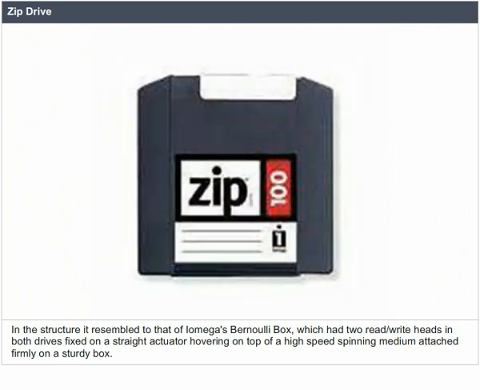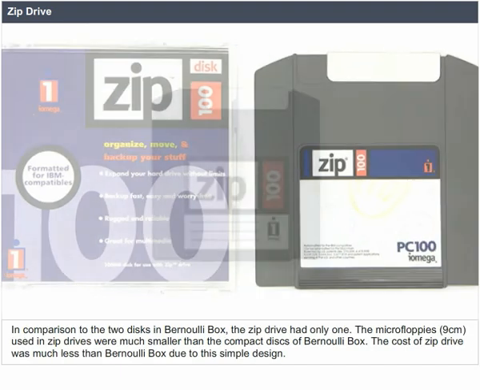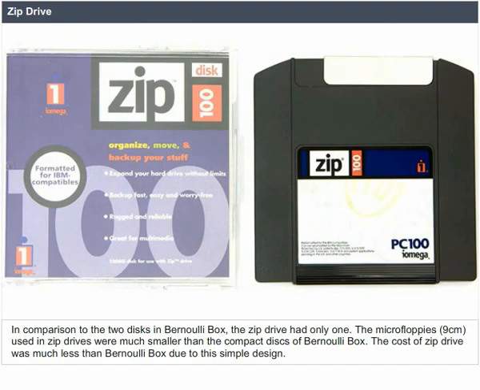In comparison to the two disks in the Bernoulli box, the zip drive had only one. The micro floppies, 9 cm, used in zip drives were much smaller than the compact disks of the Bernoulli box. The cost of the zip drive was much less than the Bernoulli box due to this simple design.